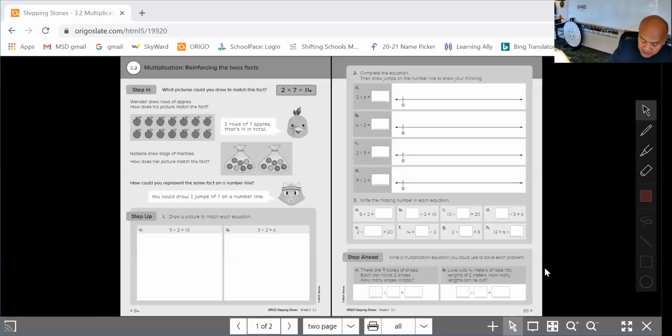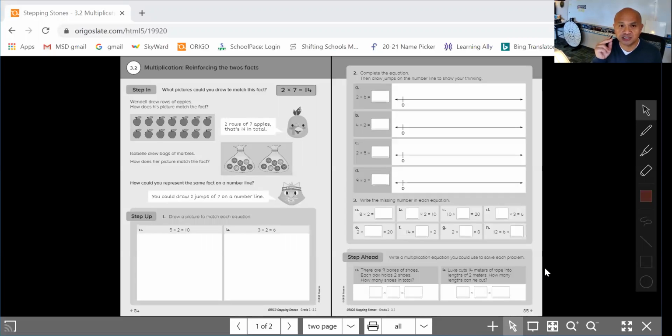Now down here in the step up, they want you to draw a picture of 5 times 2 equals 10. You can either do what the turkey did, 5 rows of 2. You can choose apples or stars or just circles, or do what the cat did, 5 bags, and then in each bag, 2 marbles or 2 donuts, or I don't know, whatever you want. Get creative with your picture.